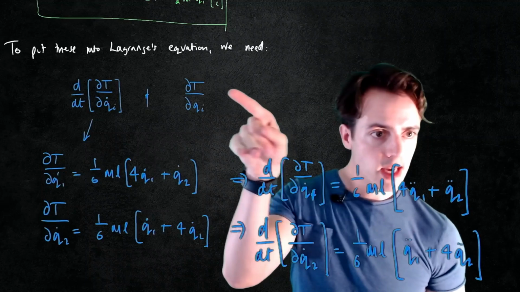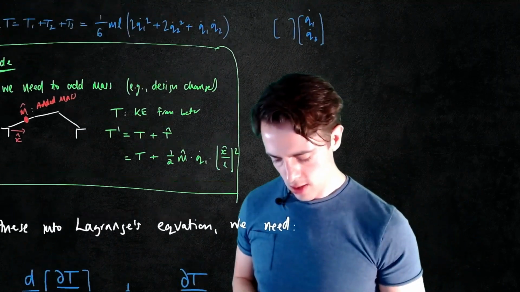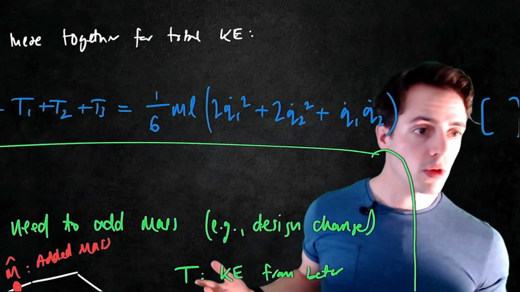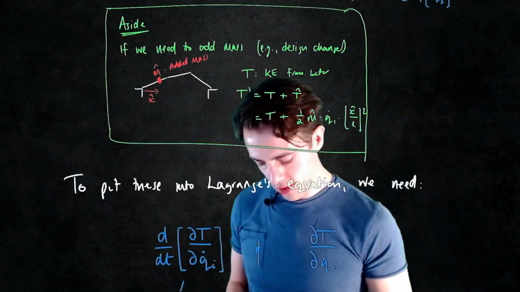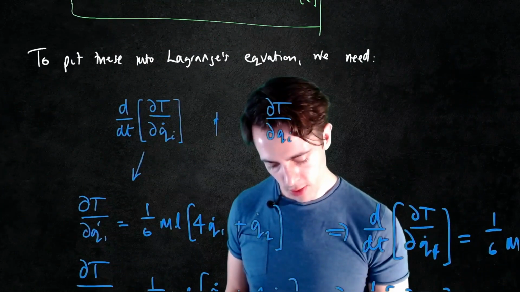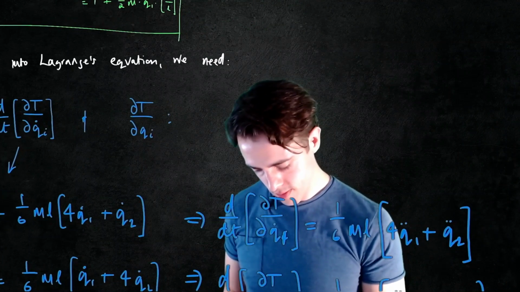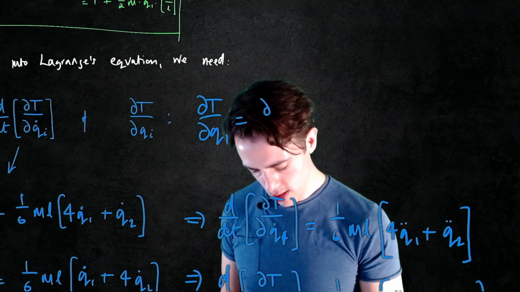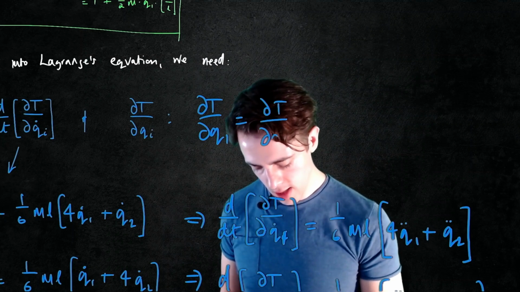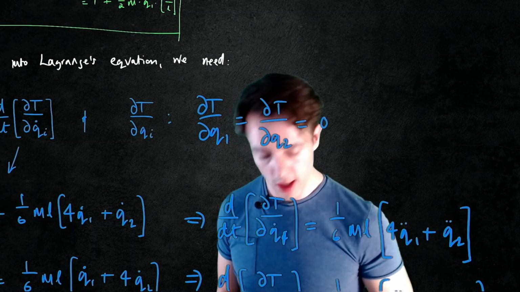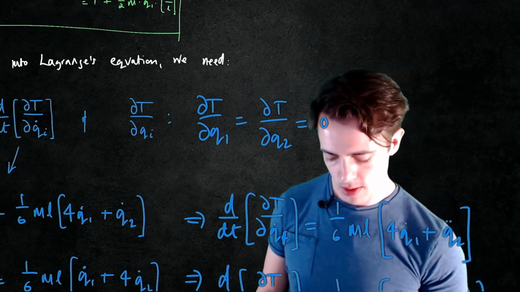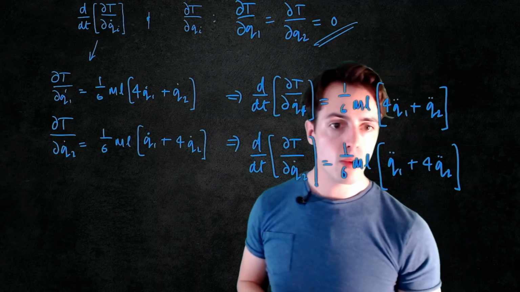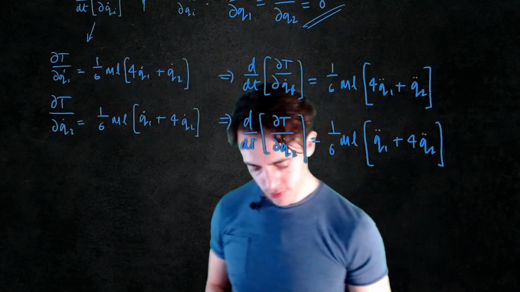We also need dT by dqi, so that's Q1 and Q2. We can actually see that this expression doesn't have Q1 and Q2 in it. It's only got Q1 and Q2 dots, so these are equal to 0. dT on dq1 is equal to dT on dq2, and that's equal to 0 for this problem. So we've done everything we need to do with the kinetic energy of the system now. We now need the potential energy.